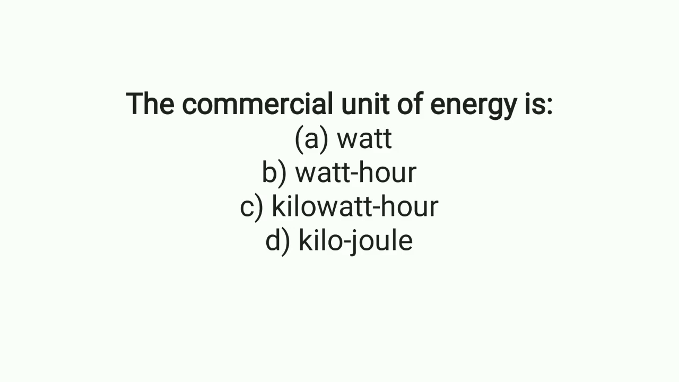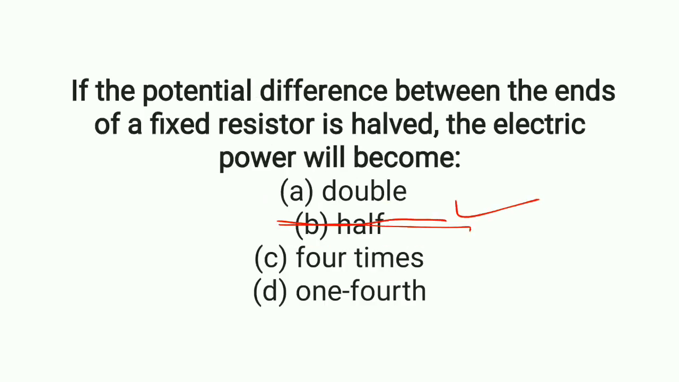Next question. The commercial unit of energy is option A watt, option B watt hour, option C kilowatt hour, option D kilojoule. The commercial unit of energy is kilowatt hour. Option C is the right answer.